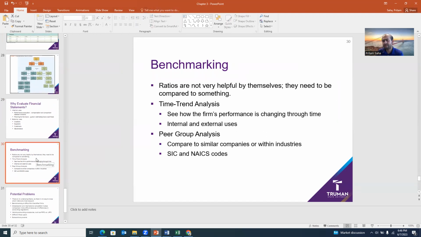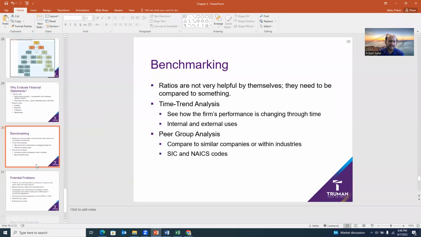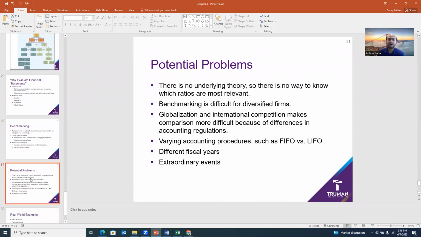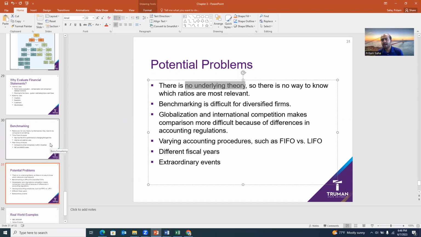But even if we do ratio, even if we do common size, there are some potential problems. Because if you remember, when I was trying to interpret ratios, I was telling you there is no rule of thumb, that higher is better or lower is better, right? The problem is there is no underlying theory. It's more of a qualitative argument, qualitative explanation, okay? And sometimes we want to compare a firm with a similar firm, but the problem is this benchmark sometimes is not available. Sometimes we do not find a similar firm.